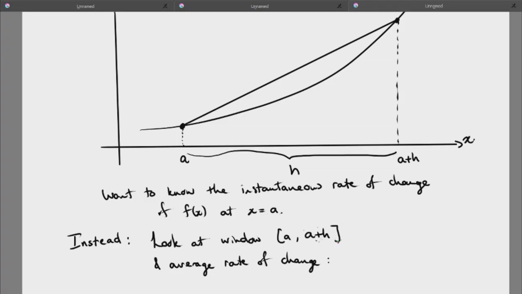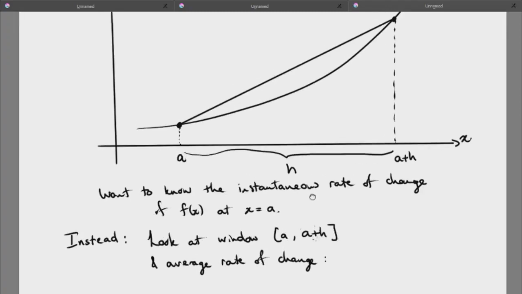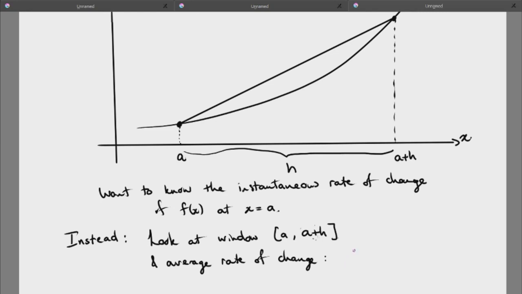All right. I can do this average rate of change. It's going to be the change in the y value, which is the later function value minus the earlier function value, over the change in x.